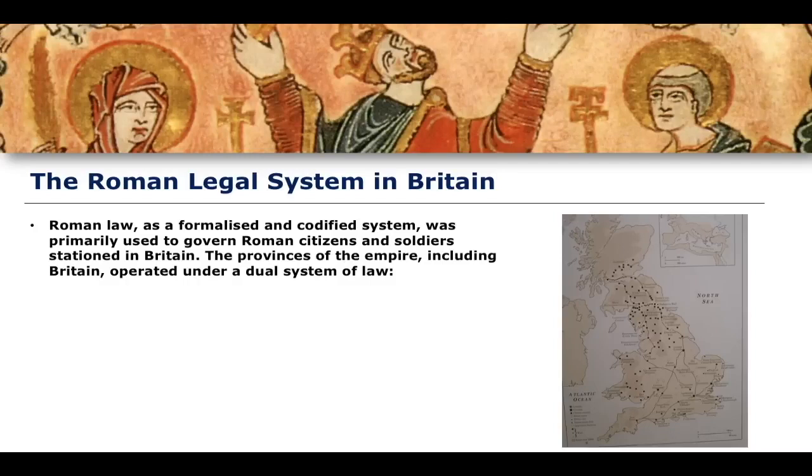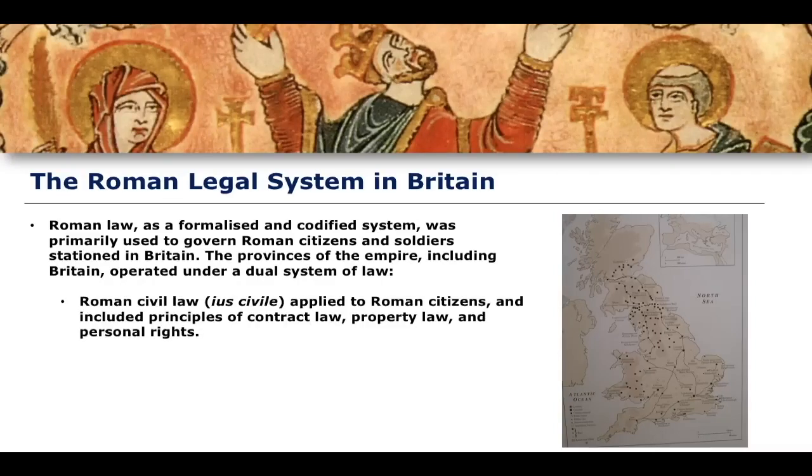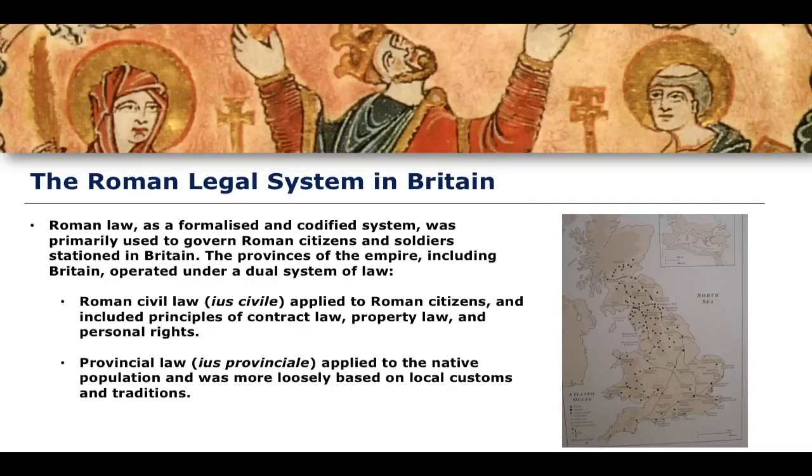Okay, so in the same way that they would control Roman citizens across other parts of Europe, they also would control parts of Britain. The provinces of the empire, including Britain, operated under a dual system of legal tradition. You have firstly the Roman civil law, and the Roman civil law would apply to Roman citizens. It included things like property laws, personal rights, contracts as well. You also then have the provincial Roman law. The provincial Roman law would apply to the native population.